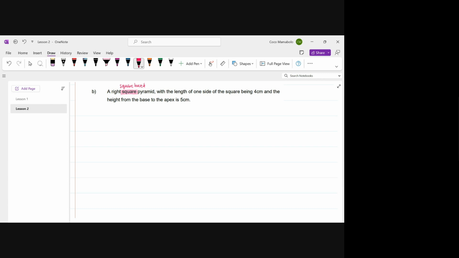All right. Oh, no, not this pen now. Okay, so it says here, the square base pyramid with a length of one side of the square being 4 centimeters, and the height from the base to the apex, which is the very top of my pyramid, is 5 centimeters. Now, we're going to have to draw this in order for us to understand exactly what's happening here. Okay, so I know I'm going to have a square as my base.